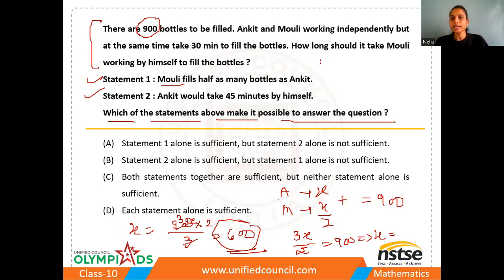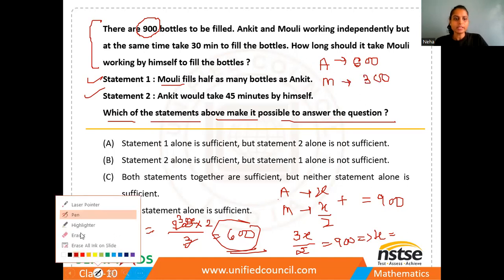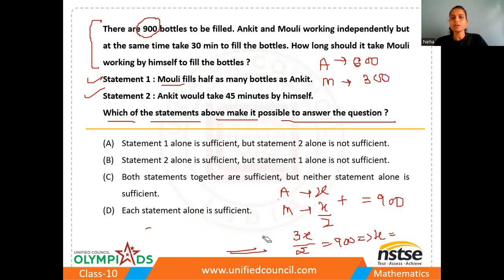That means Ankit fills X, that means 600 bottles in 30 minutes. Ankit fills 600 bottles in 30 minutes and Molly fills 300 bottles in 30 minutes. Clear? Okay, this result we can find with the statement A. Now let's move to the statement B.